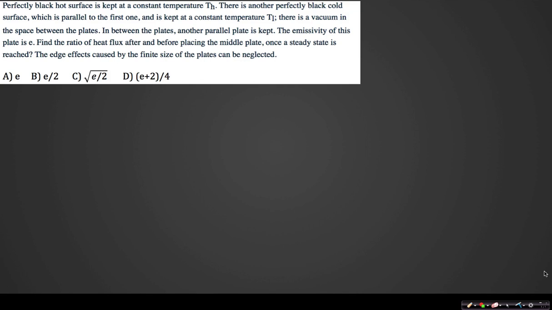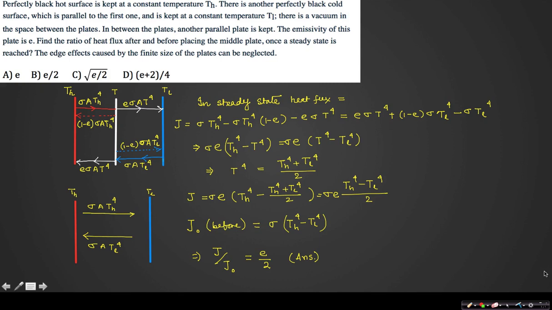Find the ratio of the heat flux after and before placing the middle plate once the steady state is reached. The edge effect caused by the finite size can be neglected. You try it by yourself. I am sure you can solve this question, and again come back to see the solution. Alright, so we can now jump to the solution page.